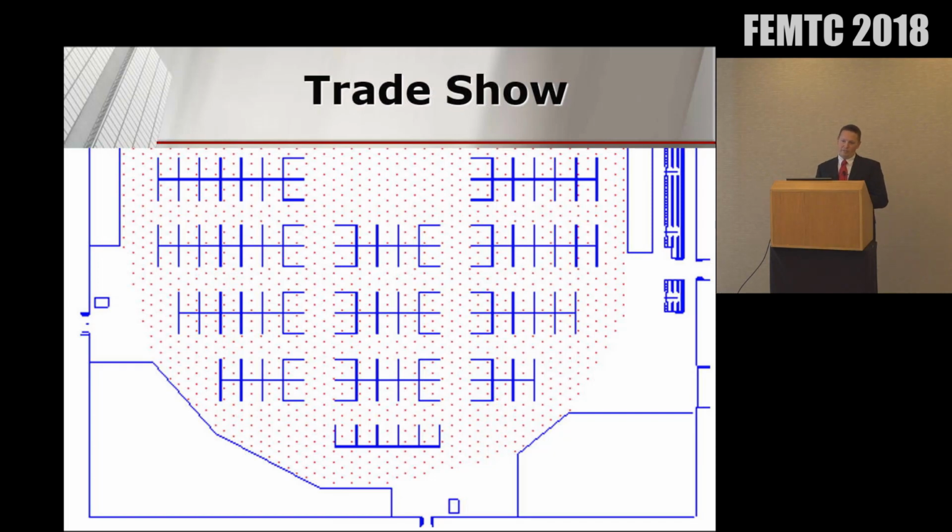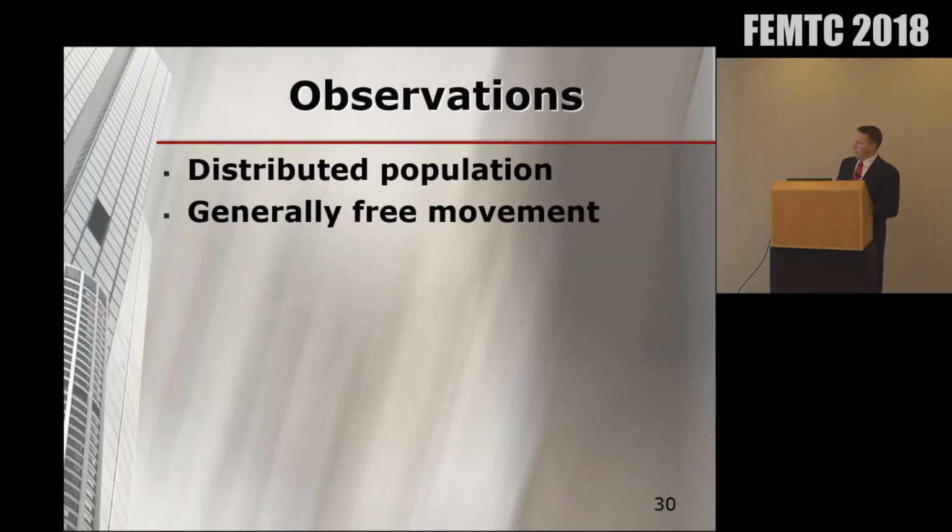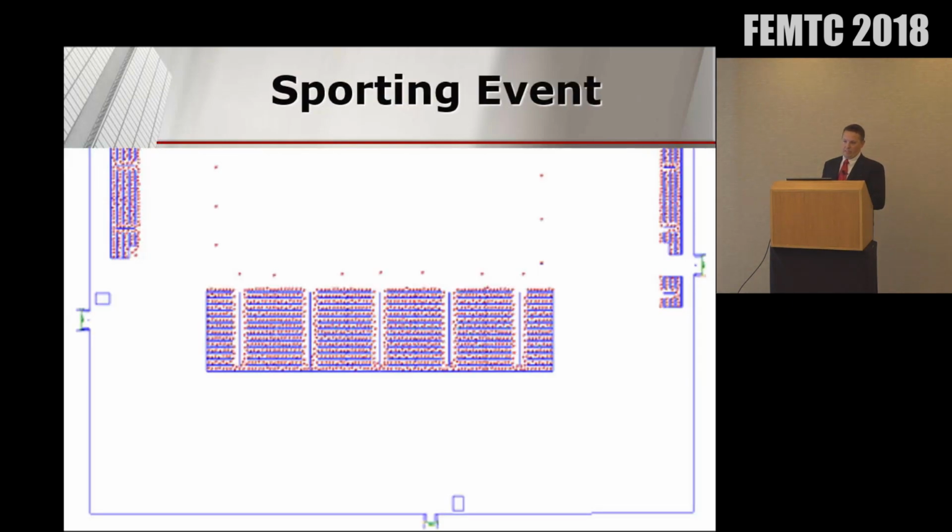So here's a trade show, well attended. There's 5,000 occupants, evenly distributed, and there's an exit there, and here. I've not shown the distance maps because it gets too busy. So what we can see is that there's a distributed population and they're generally free to move, which is much different than a sporting event.